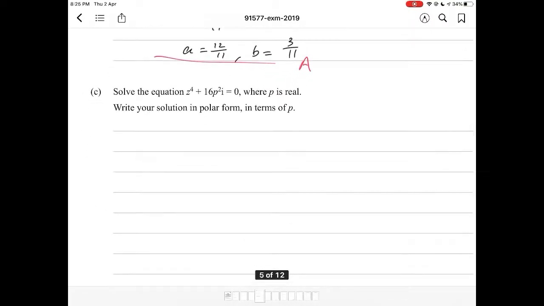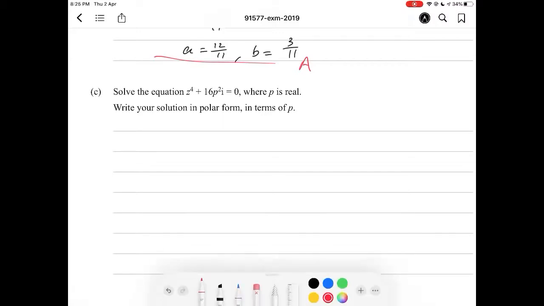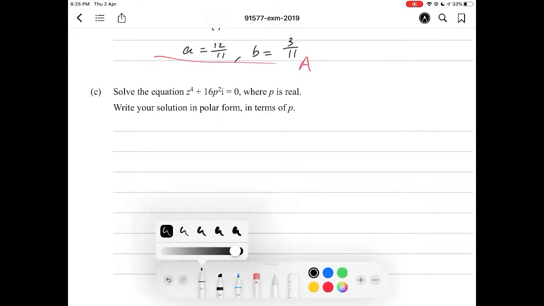Okay, question C. Solve the equation z to the power 4 plus 16p squared i equals 0, where p is real. So write your solution in polar form in terms of p. Alright, so in this case we want to make z the subject of the equation first. So first thing we do, we want to move 16p squared i to the other side. So z to the power 4 equals negative 16p squared i.